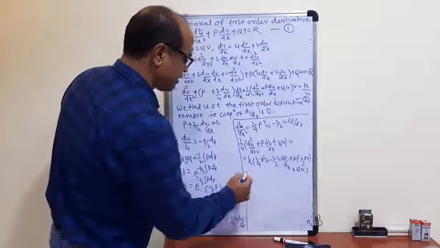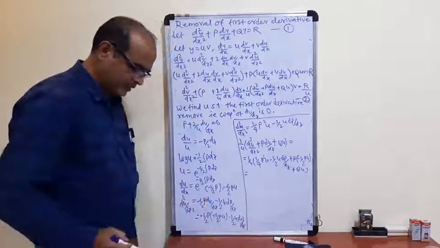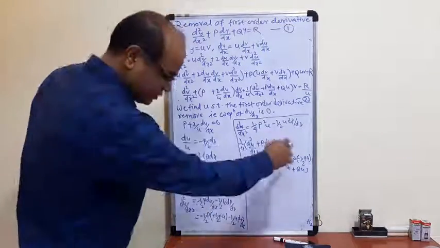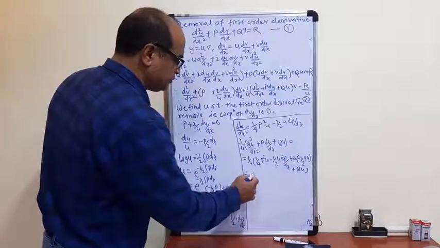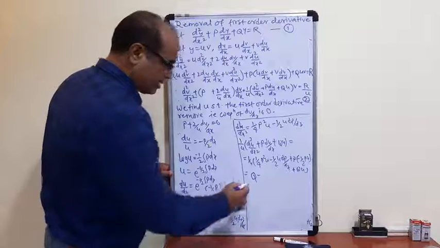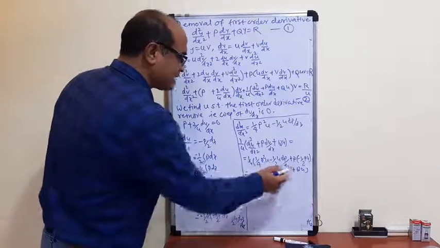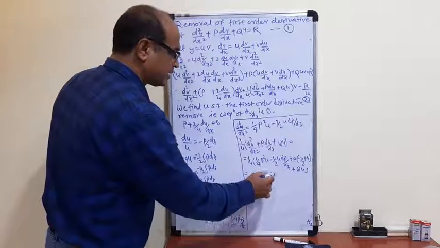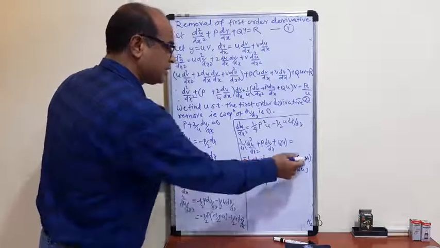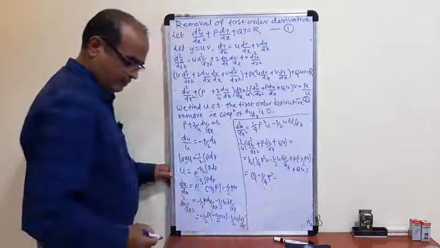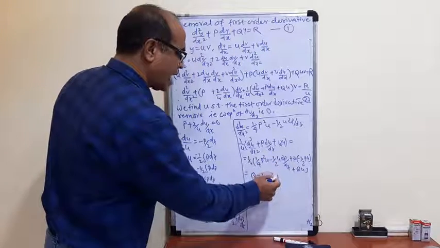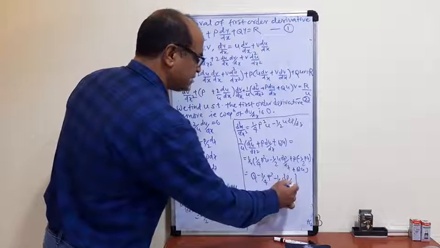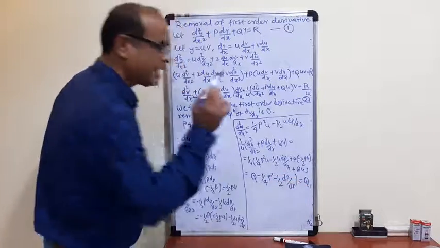After simplification, you get cancelled, you get cancelled. So this is q minus 1 by 4 p square, and minus 1 half dp by dx, and this is equal to q1.